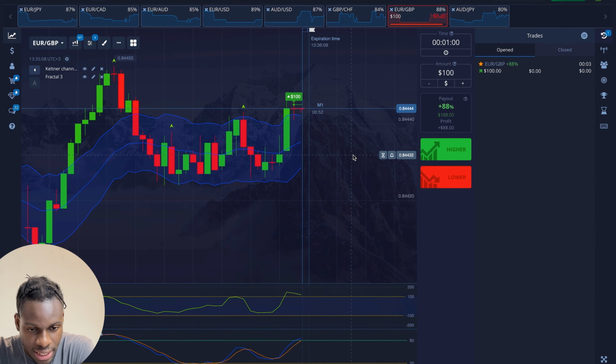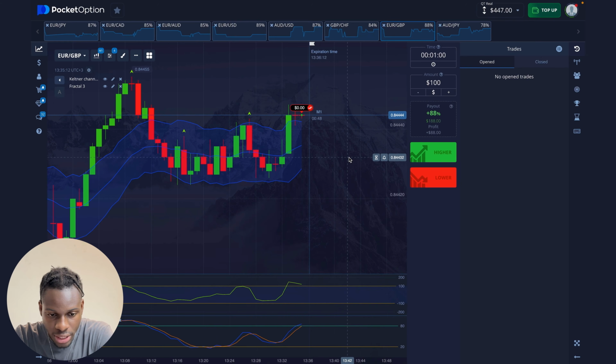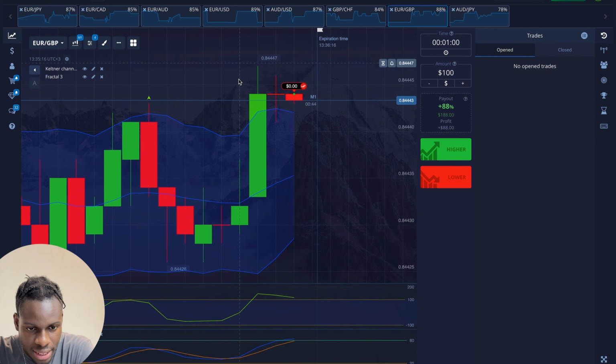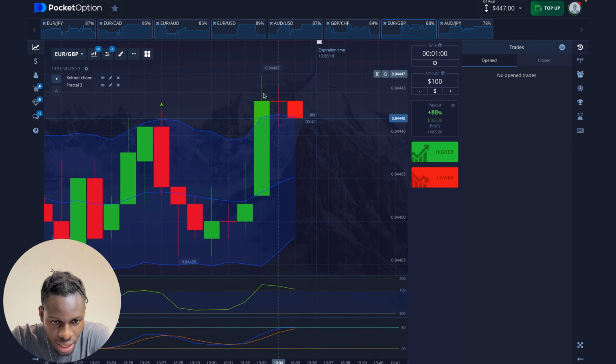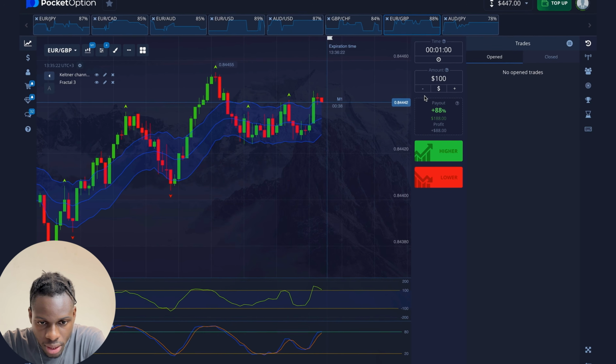Because of the CCI, there's a chance that we could lose this trade. Okay, yeah, so this one is a loss, guys. This is our first loss of the day. It's fine, nothing drastic. We can see the doji, which is a sign of reversal, so probably that's why we lost this trade. But it's fine.